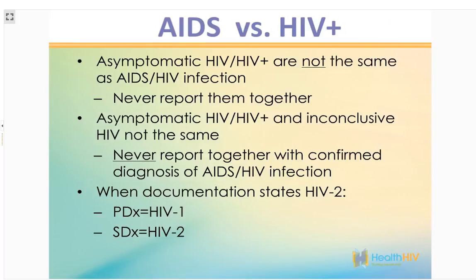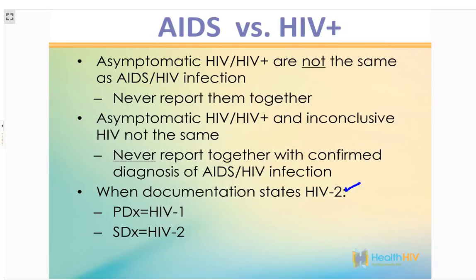We also spoke about HIV positive versus AIDS infection, and that they're not the same, and that they should not be reported together. So you would never report the AIDS infection code B20 together with the HIV positive code Z21 because they're not the same. Also, you would not report the HIV positive or the AIDS code with inconclusive HIV codes. So again, you have to make sure that you are able to review the coding guidelines and that you're able to apply them as you're coding your cases for the patients that are seen in your practices.